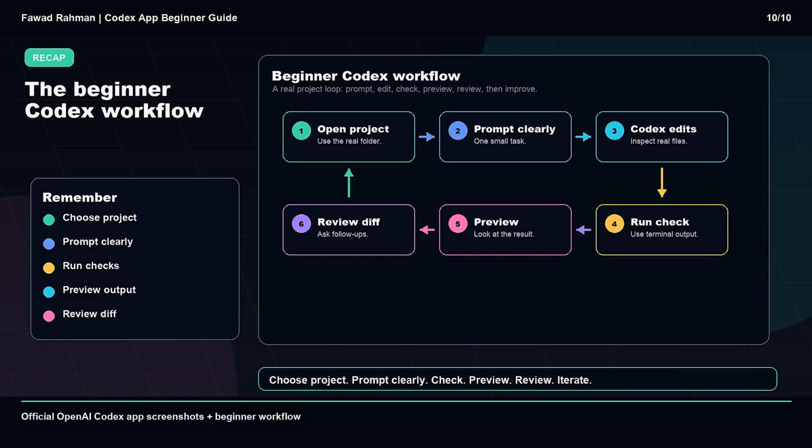Here is the beginner Codex workflow. Open Codex, choose a real project, and start with a small local task. Give Codex one clear prompt, let it inspect and edit the files, run a real check, preview the output, and review the diff. If something is unclear, ask a focused follow-up. That is how a new user can move from a blank project folder to a working app without losing control of the code.